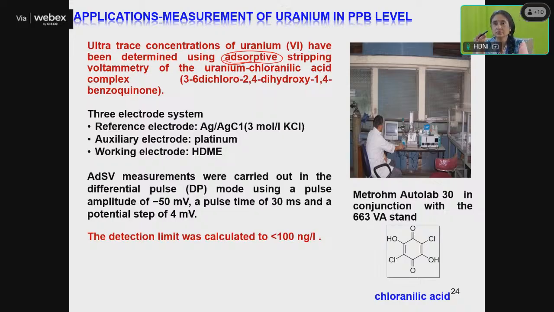Here I have shown you the anodic stripping. Now it is adsorptive stripping. What is done, and we normally see, in adsorptive stripping voltammetry, is that organic molecules are involved. So here also uranium can be complexed with chloroanilic acid. It will form a complex, and then it will be adsorbed on your cathode, your working electrode, and then stripped back. This is called adsorptive stripping voltammetry, and the detection limit is around 100 nanogram per liter. That is 100 nanogram per liter, which means 100 ppt, parts per trillion.